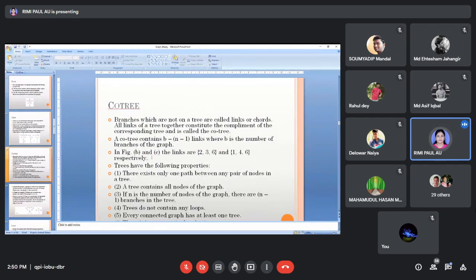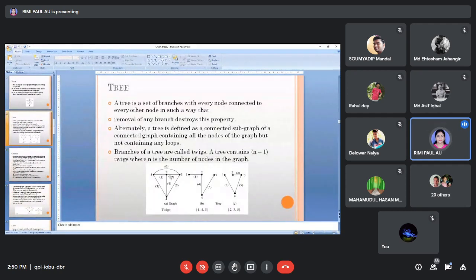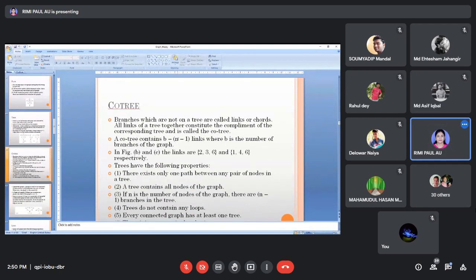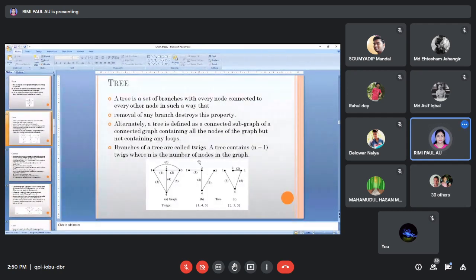Now how to find the number of co-tree branches? It is b minus (n minus 1), where n is the total number of nodes and b is the total number of branches. Here we can see 1, 2, 3, 4, 5, 6, so total branches is 6 and total nodes are 4. So 4 minus 1 is 3, and 6 minus 3 is 3. So the total number of links should be 3. You can see here 1, 2, 3.